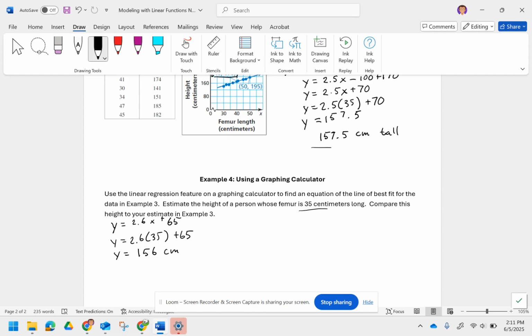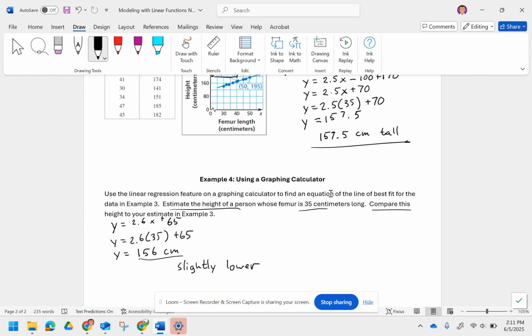Okay, so actually our prediction from our line that was just drawn is fairly close to this highly accurate line of best fit. This prediction is ever so slightly lower. Okay, so we estimated the height. We compared it to what we got in the previous example 3. I hope this has helped you to understand how to work with the TI calculator to find these lines of best fit. Other great resources are calculators like Desmos.